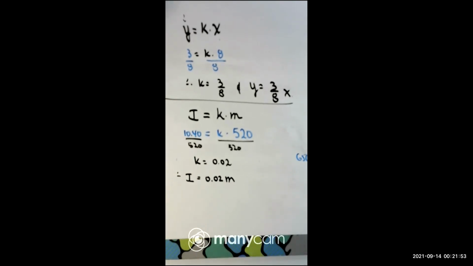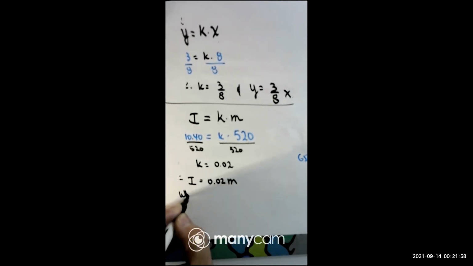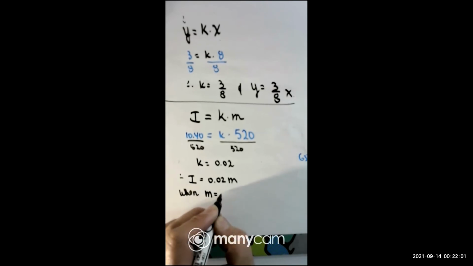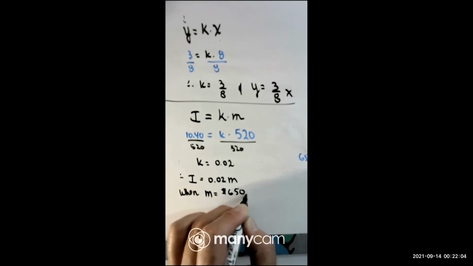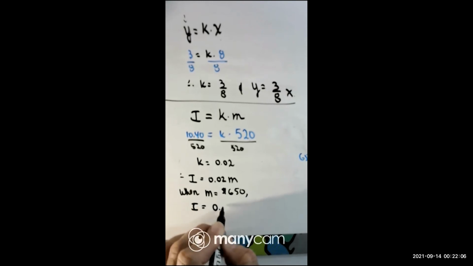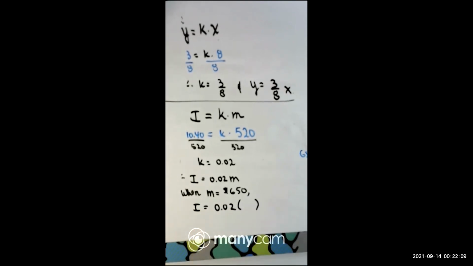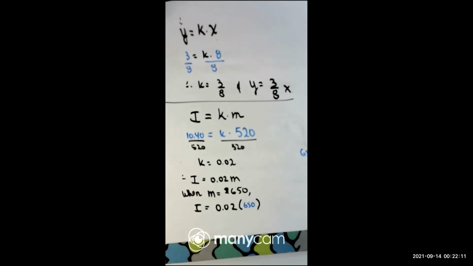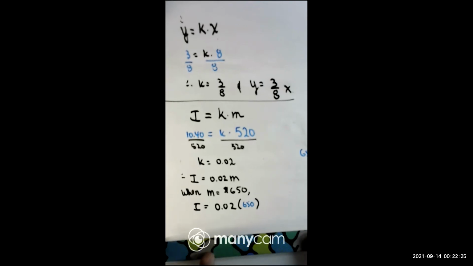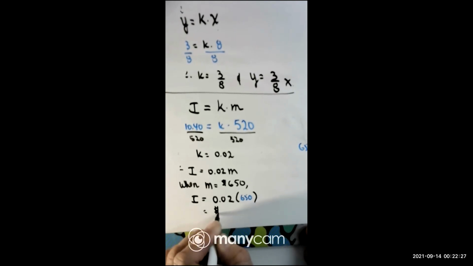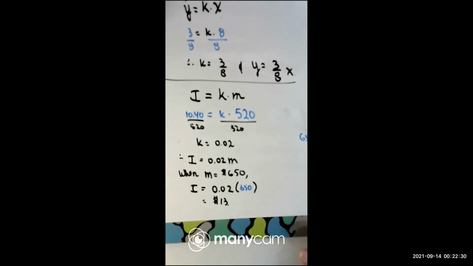Now, they ask us how much interest we're going to make if we deposit $650. So when M, the deposit, equals 650, I would be 0.02 times 650. So we just have to find 2% of 650. 650 times 0.02 would be, of course, $13. So we will make $13 in interest.